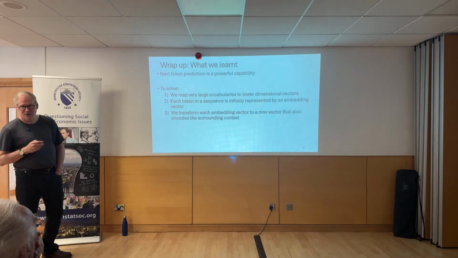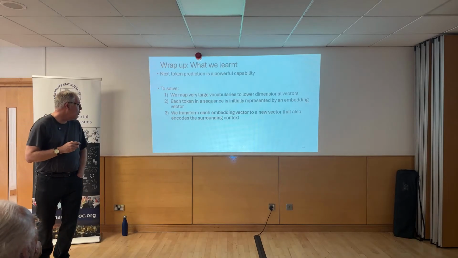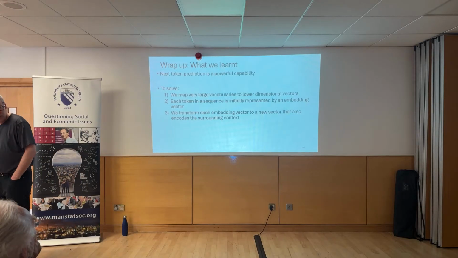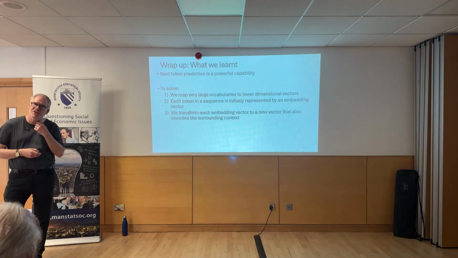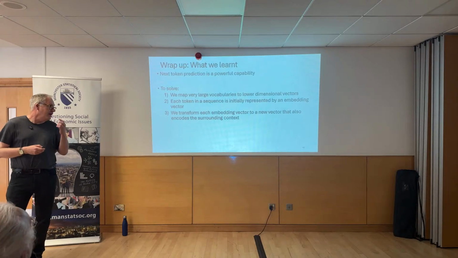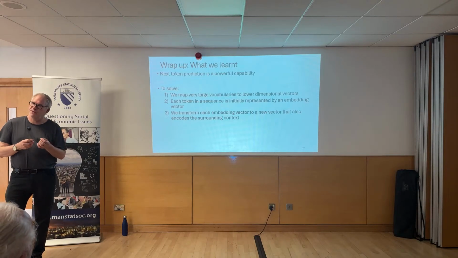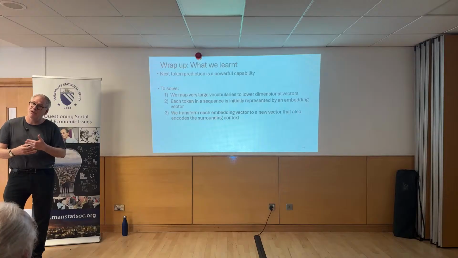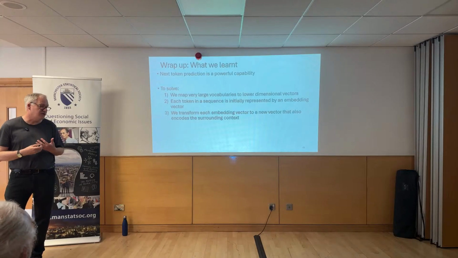Whew, we covered an awful lot, so it's time to wrap up. What did we actually learn? Well, we learned that next token prediction is a very powerful capability. Yes, I focused solely on predicting the next word in a sentence, but what I want to get across to you is that that is just an example of predicting the next token in a sequence of tokens, and being able to predict the next token in a sequence is a very powerful capability, particularly when those tokens become things like actions and decisions. You can actually start to get into agentic systems.